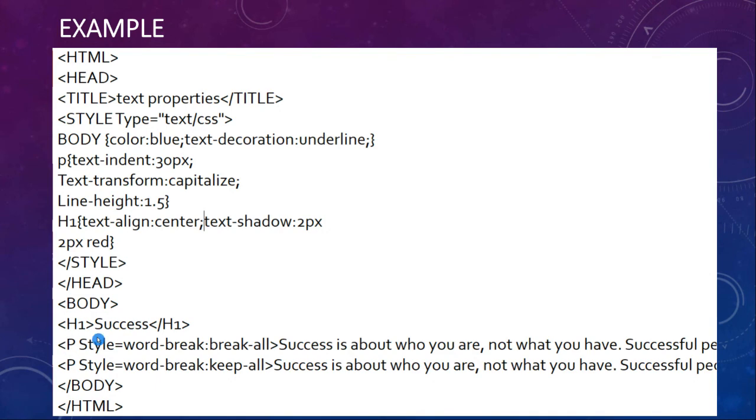Next paragraph style, word-break break-all, and I'm giving a sentence for the paragraph. Then word-break keep-all, same sentence again for the paragraph. Then body closing, HTML closing. So this is my example, which I think includes all the text properties in HTML CSS. So next I'm going to show the output for this program.